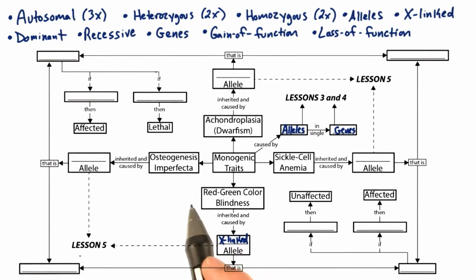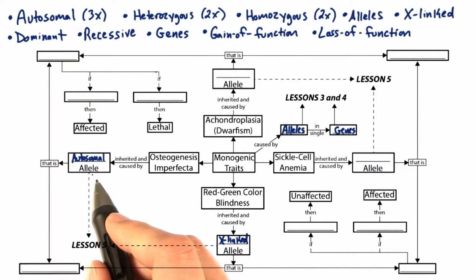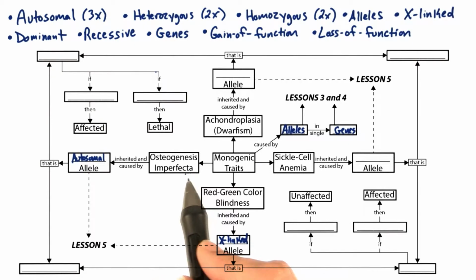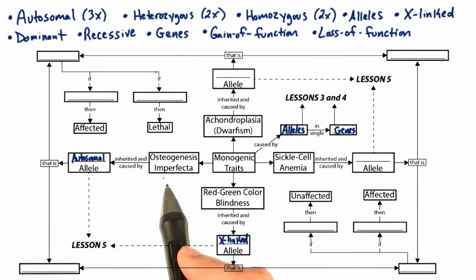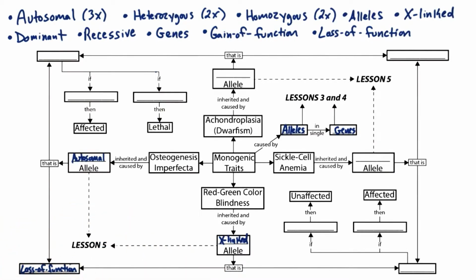So let's go down this route. Osteogenesis imperfecta is inherited and caused by an autosomal allele, right? It's not on a sex chromosome, it's on an autosome. Now, osteogenesis imperfecta was dominant but loss of function, and red-green color blindness was recessive and loss of function. The one thing they have in common is the fact that the allele was loss of function. So we know that belongs in that box there.